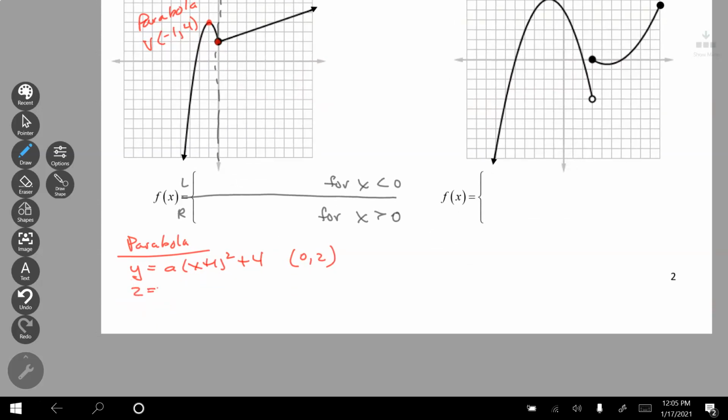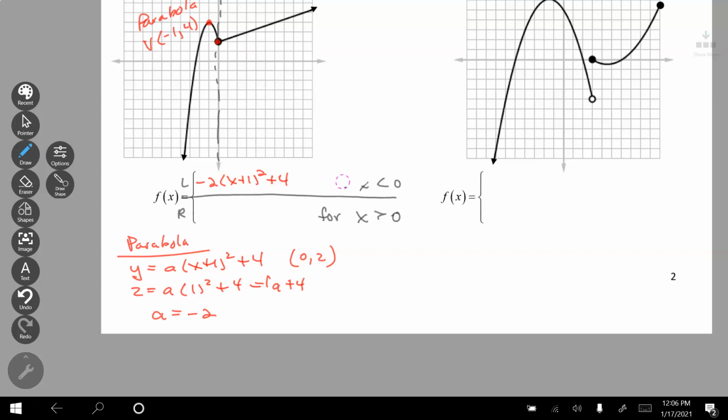I get 2 is equal to a(1)^2 + 4, which is equal to a + 4, because 1 squared is 1, or you could call it 1a + 4. I can subtract the 4. I get a equals negative 2. A better be negative 2 because this is a concave down parabola. So I'm going to take this formula and rewrite it in the piecewise: negative 2(x + 1)^2 + 4. So I'm doing this left piece.